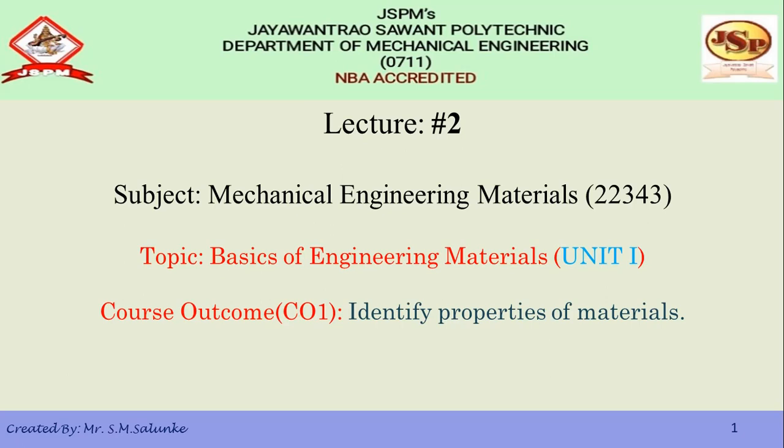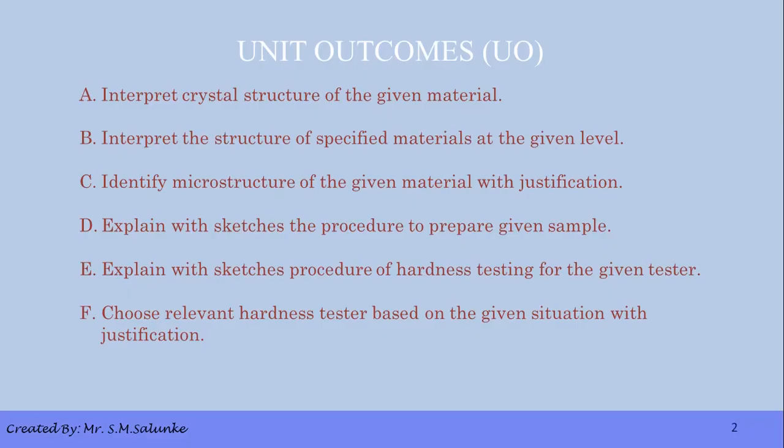Let's start with the unit outcomes. Unit outcomes help us to understand the outline of the unit. In other words, unit outcome is something that we will be studying in this unit. We have 6 unit outcomes for unit 1 and they are as follows.